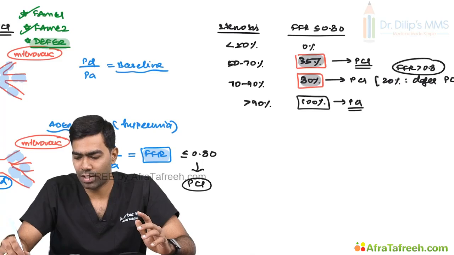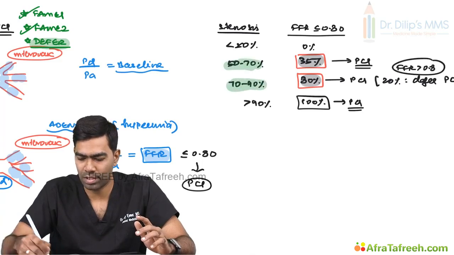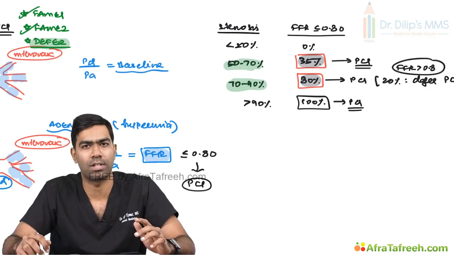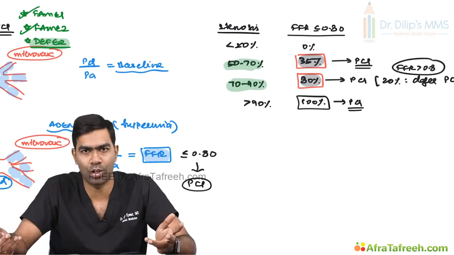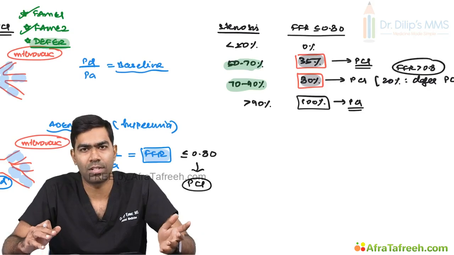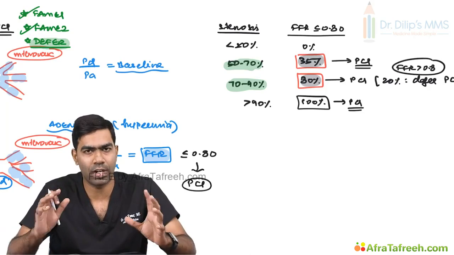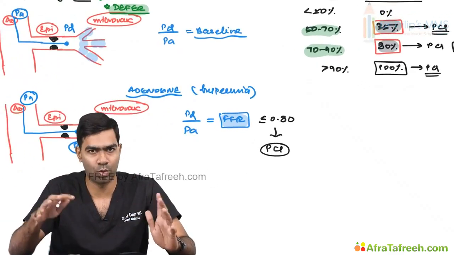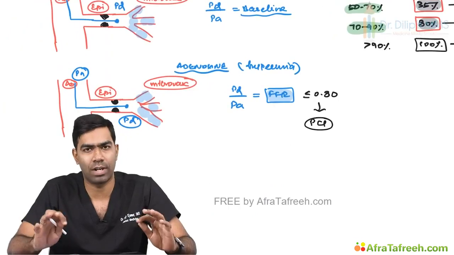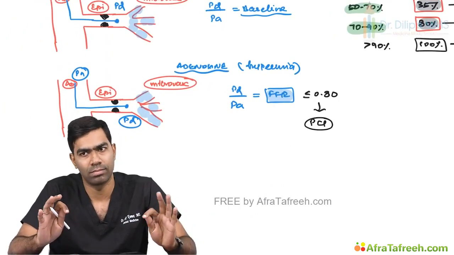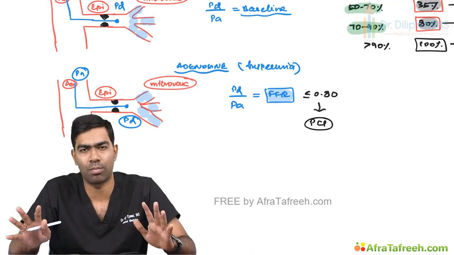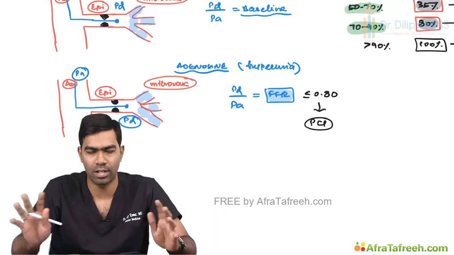So remember the fact that FFR is most useful in patients who are having stenosis in the range of 50 to 90%. More than 90, anyway, it will be significant, so we are going to do a PCA. Less than 50%, anyway, they will be non-significant. You really do not need to do a PCA in those patients. 50 to 90% is the place where FFR is most helpful. And the final take-home point: FFR less than or equal to 0.80, do a PCA. FFR more than 0.80, need not do a PCA, just treat medically.